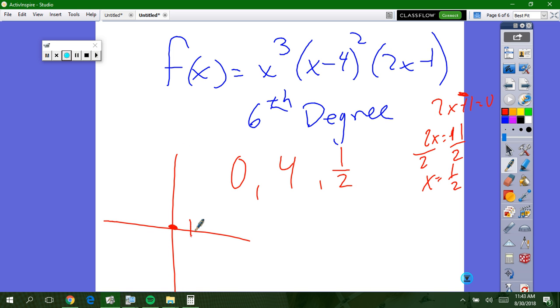So 0 is a zero, 4 is a zero, and a half is a zero. Does everybody understand where I put those values and why I put those values on the number line? Can it cross anywhere else, or bounce anywhere else? No, or there'd be other zeros, wouldn't there? Does that make sense? Okay.